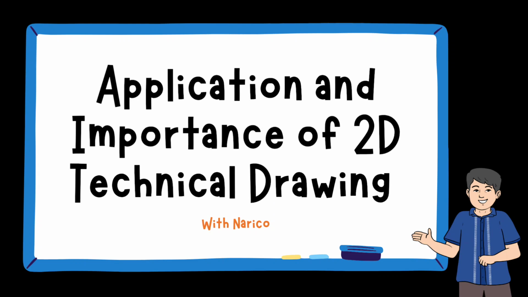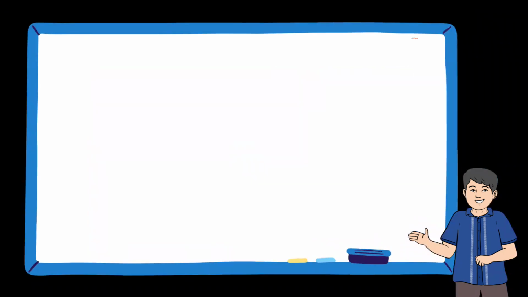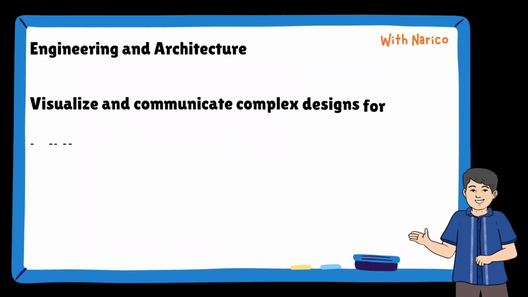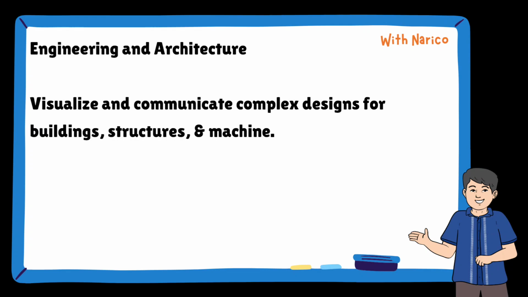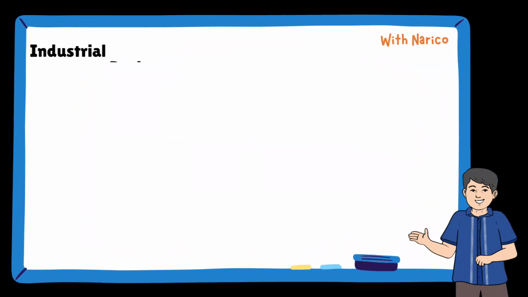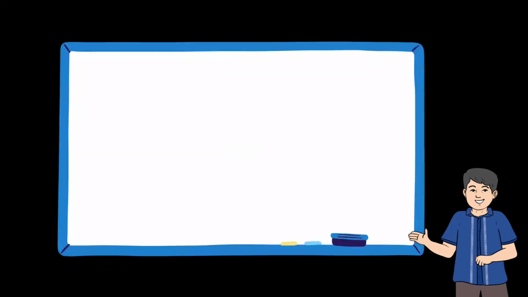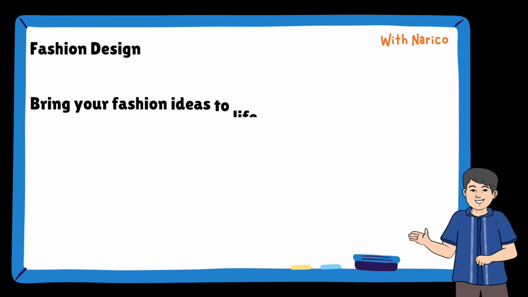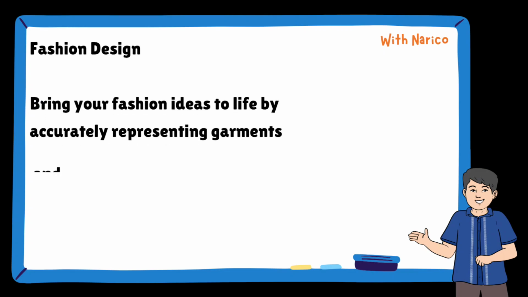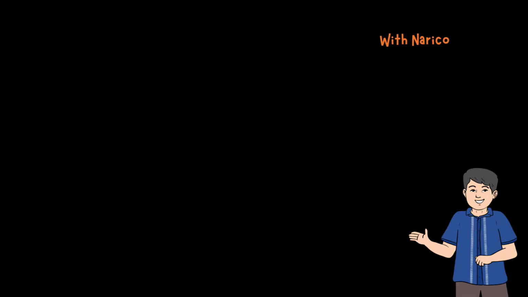Application and importance of 2D technical drawing. Engineering and architecture: visualize and communicate complex designs for buildings, structures, and machines. Industrial design: create detailed plans for products, optimizing functionality and manufacturing. Fashion design: bring your fashion ideas to life by accurately representing garments and accessories.